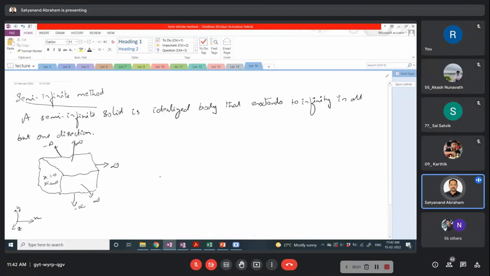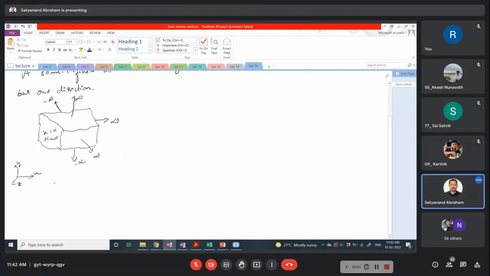I hope you have understood what the semi-infinite solid is. Now we have to see why it is important and what its speciality is. In the lumped capacitance method, we took the body as lumped because we assumed the temperature gradient within the body to be 0. There is no gradient within the body. What is the speciality of the semi-infinite solid? That's what we are going to see.